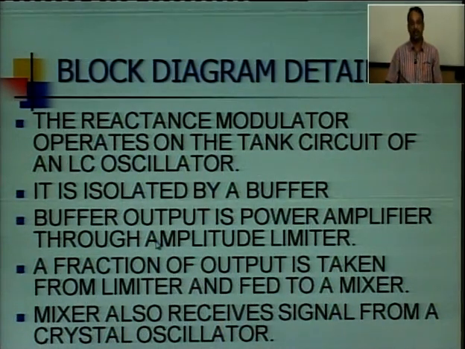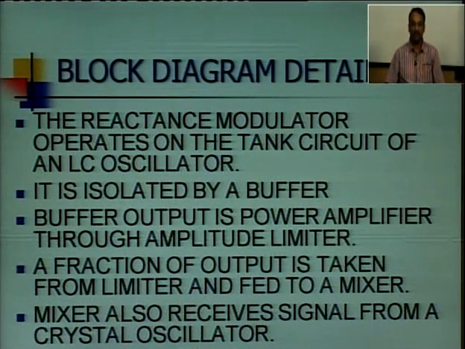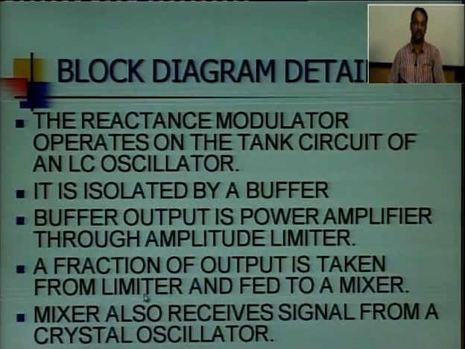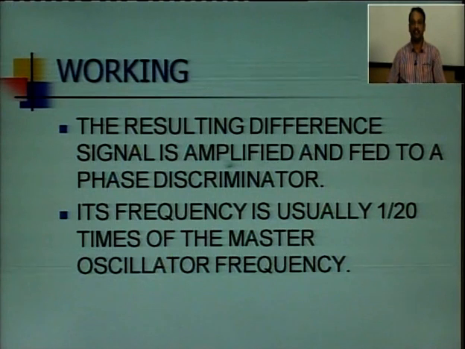The reactance modulator operates on the tank circuit of an LC oscillator. It is isolated by a buffer. Then it is power amplified through an amplitude limiter. A fraction of this output is taken from the limiter and applied to a mixer. The mixer also gets an input from a crystal oscillator. The resulting difference signal, which is known as the intermediate frequency signal, is amplified and applied to a phase discriminator. A phase discriminator is a device which gives a voltage output depending upon the frequency.